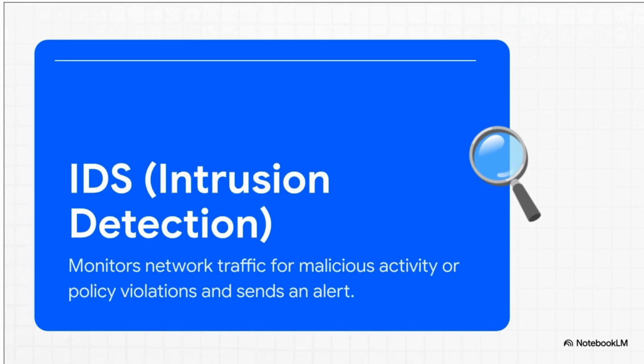An IDS, or intrusion detection system, is like your network security camera system. It's totally passive. It just sits there, quietly watching all the traffic go by. If it spots anything that looks shady, maybe a known pattern of an attack, it doesn't jump in. It just sounds the alarm and sends an alert to the security team.